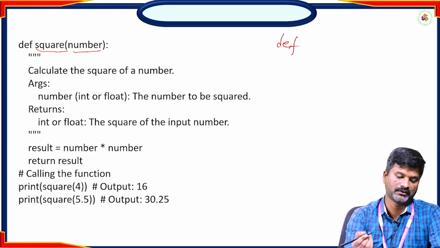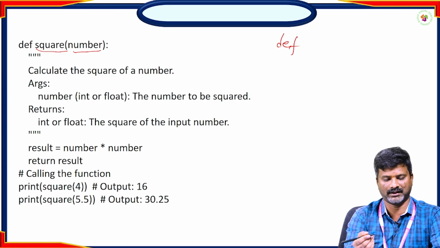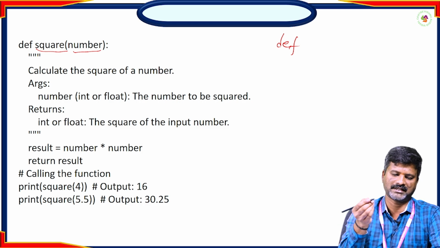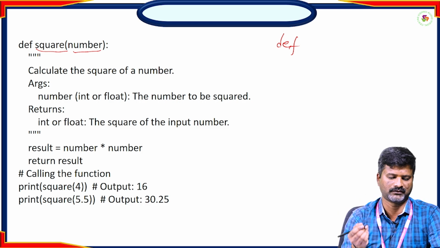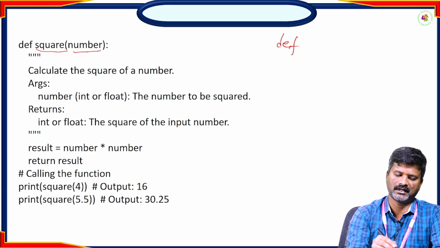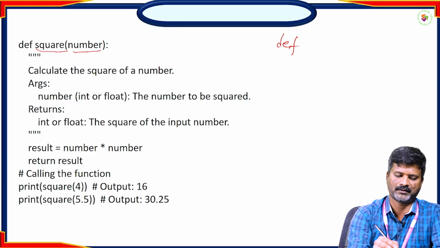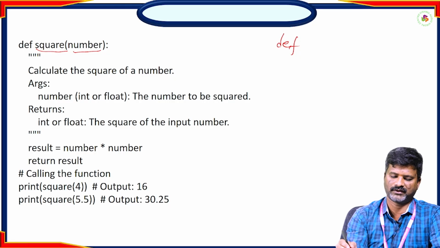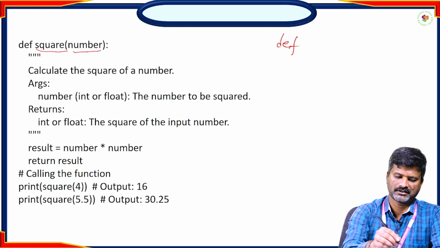Sometimes we don't know what the type of that parameter is. Suppose you are taking a number type, and the user passes some string type, it won't work. So for that purpose, we clearly specify that parameter type also, mentioning number to be squared. Finally, what this function returns, we also write: the square of the input number. So this is the doc string.